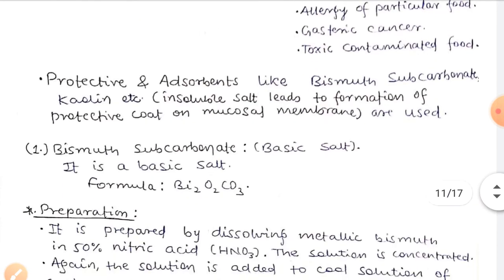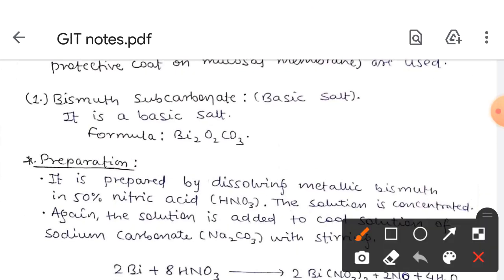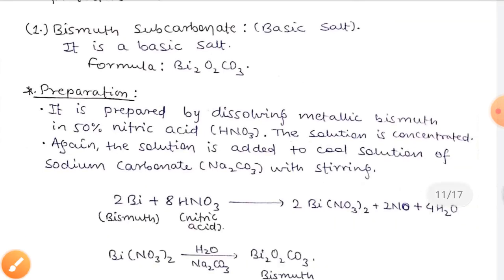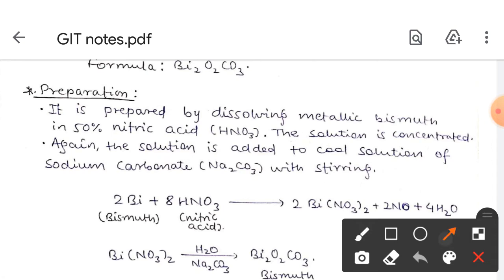So today we have to discuss the official compounds, mainly bismuth subcarbonate, which is also known as a basic salt. Formula is Bi2O3.CO2, and kaolin. First we discuss bismuth subcarbonate, the basic salt. Now the preparation: it is prepared by dissolving metallic bismuth in 50% nitric acid, as written here. 50% nitric acid means 50 grams of nitric acid crystals in 1 liter of water.